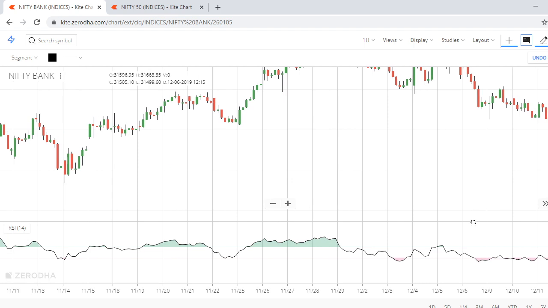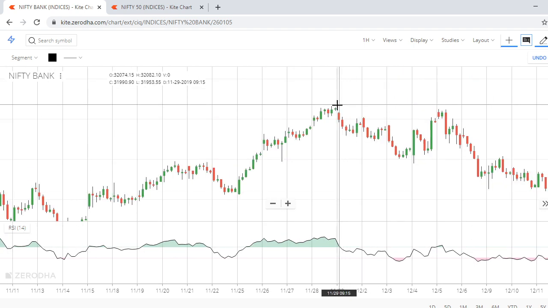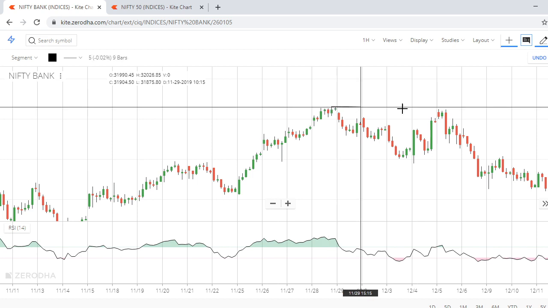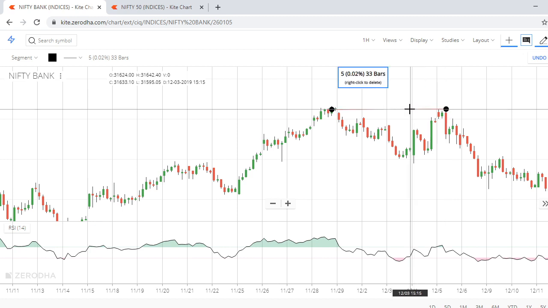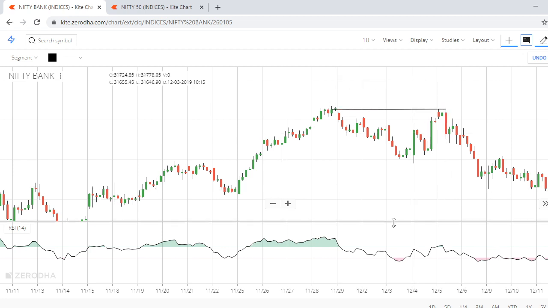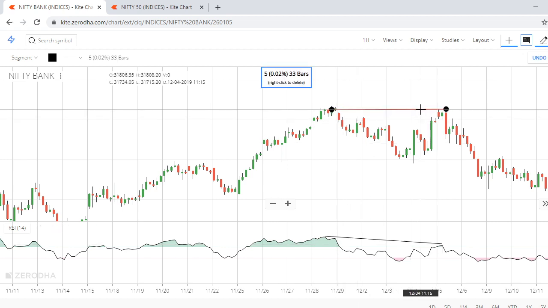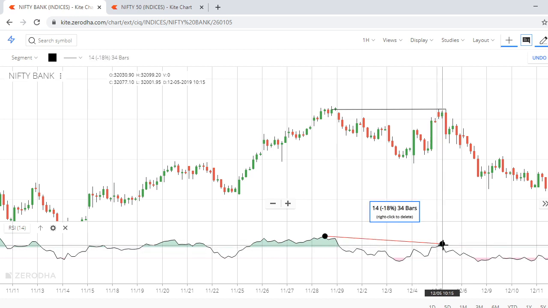Around here, price is making a double top. Yes, see this. Bank Nifty is making a double top, almost at the same level. Okay, and look at the RSI. RSI coming down. See, price is making a double top, RSI is coming down at the green candle itself.